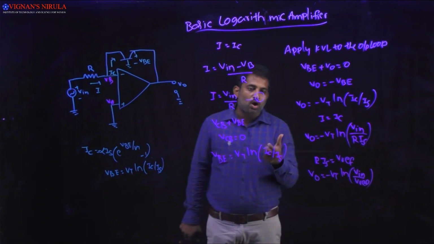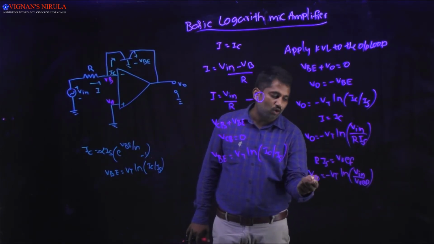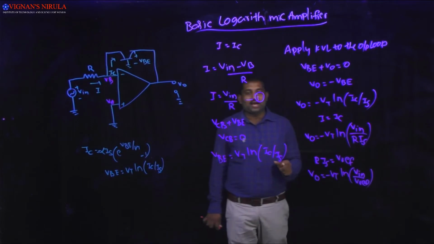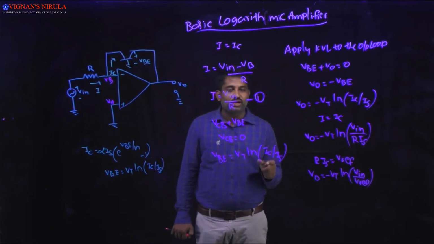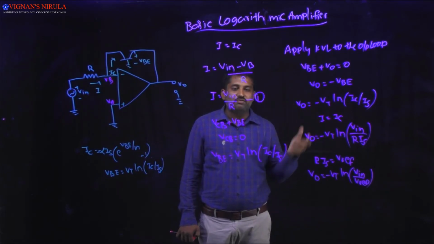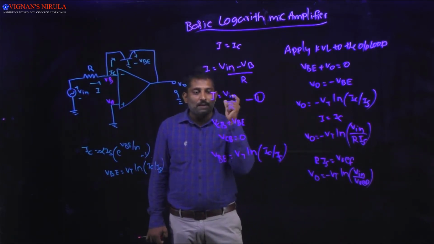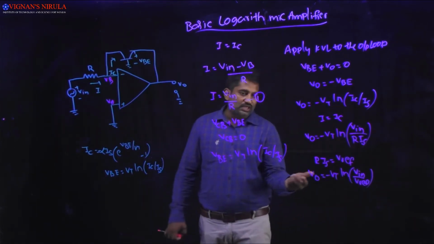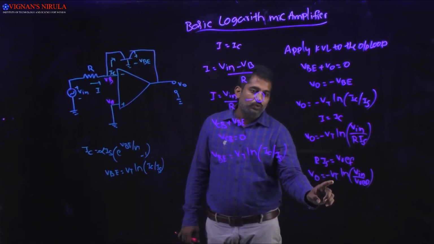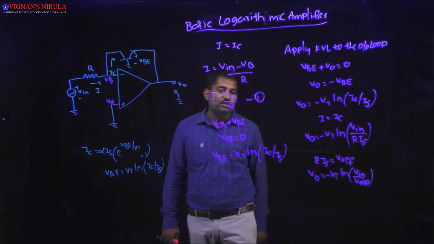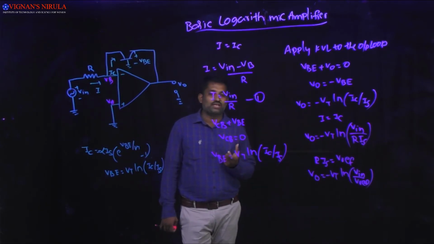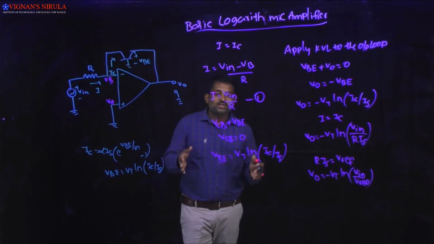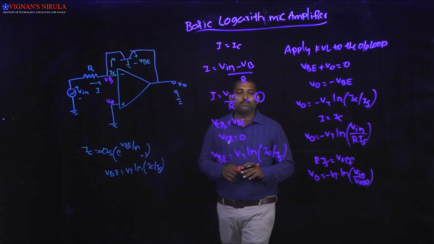If you observe, the output voltage of the basic logarithmic amplifier is the logarithm of the input voltage. So we can calculate the output voltage of the basic logarithmic amplifier with the help of a diode as well as a transistor in the feedback path, both applied as negative feedback to the op amp. Then only we will get the output voltage like this. The output voltage is negative of VT into ln of Vin by V reference. We get the negative sign because the output has a 180 degree phase shift with respect to the input signal, since the input is applied at the inverting input terminal.